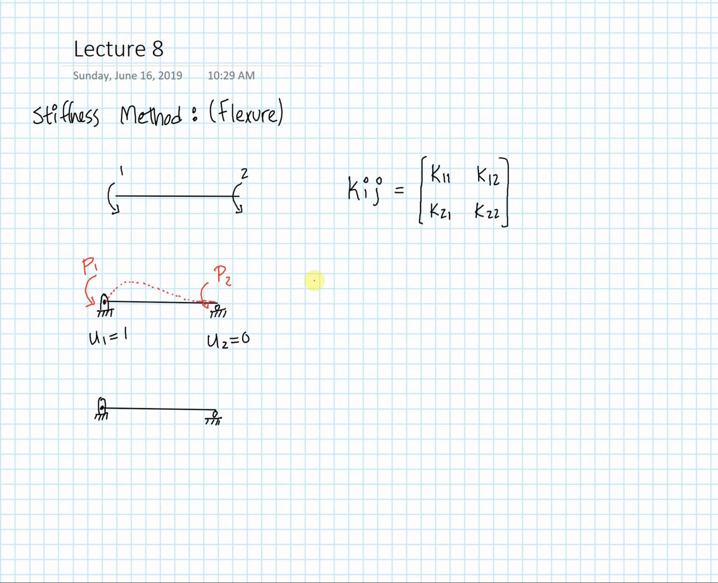In this example, P1 is going to equal 4EI over L. At the same time, P2 is going to equal 2EI over L. Here, E means the elastic modulus, I means the moment of inertia, and length is L. Okay, let's do the same thing with the second beam. In the second beam, we let U1 equal to 0, and this time U2 is going to equal to 1.